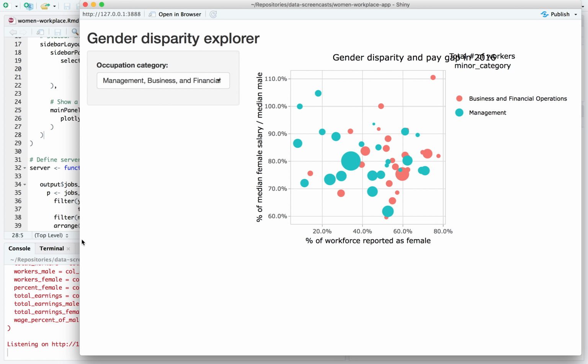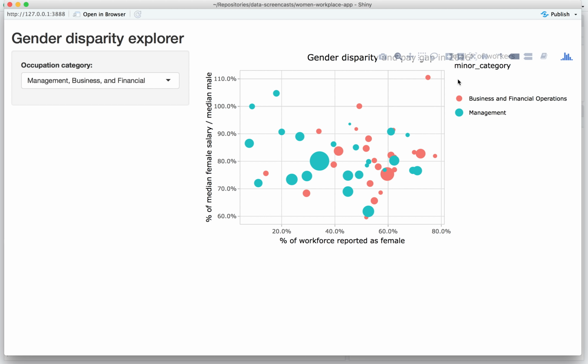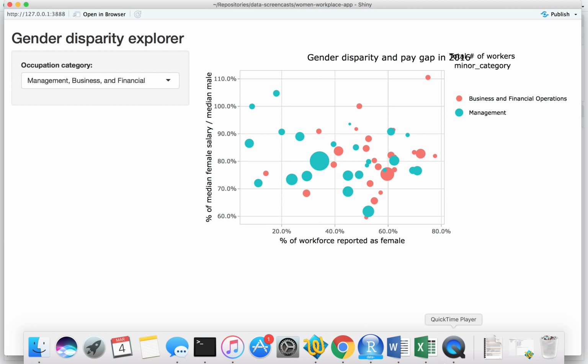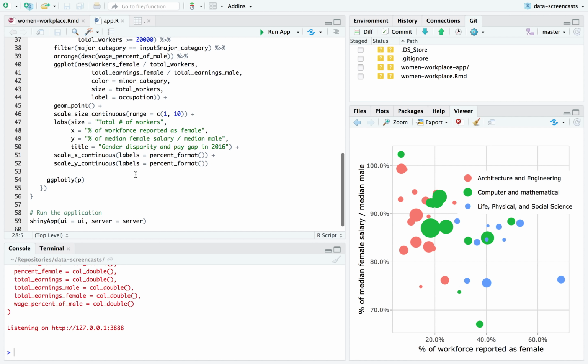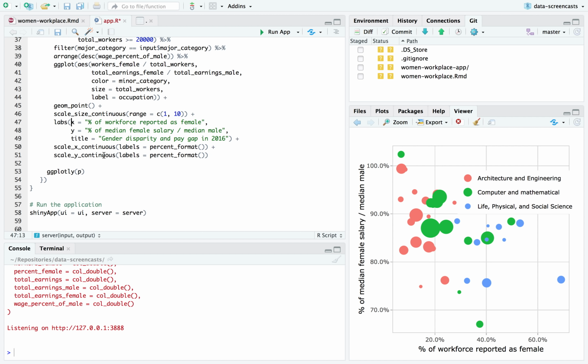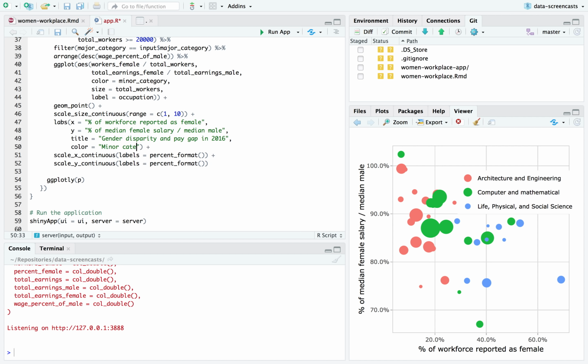Sorry, I've got some title label confusion here, where I see total number of workers. Where'd that come from? Where'd I put total number of workers? Oh, on the size. Maybe I dropped this. Color equals. I'm going to add that. Color equals minor category.